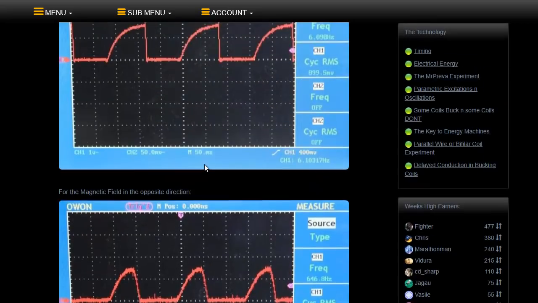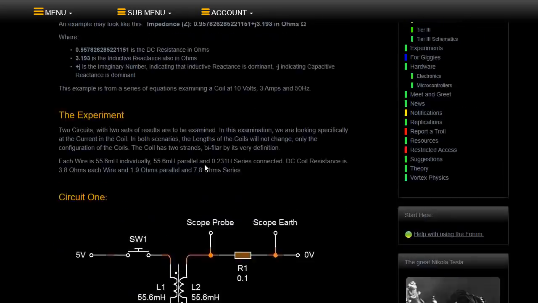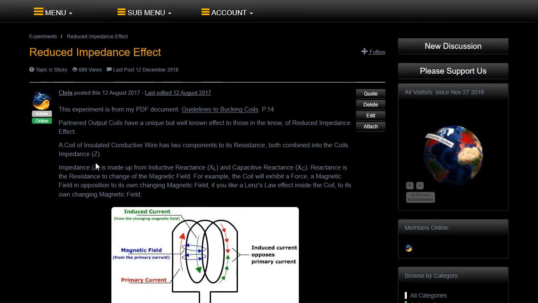Okay, so a very important concept, a concept that everybody needs to know to be able to understand how these coils are working. This is really important stuff. Always look for the arrows. The arrows are really important.